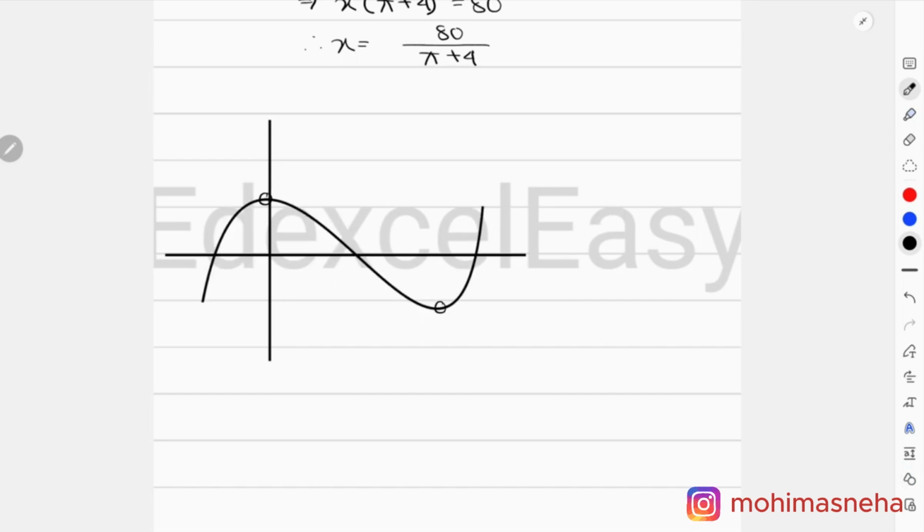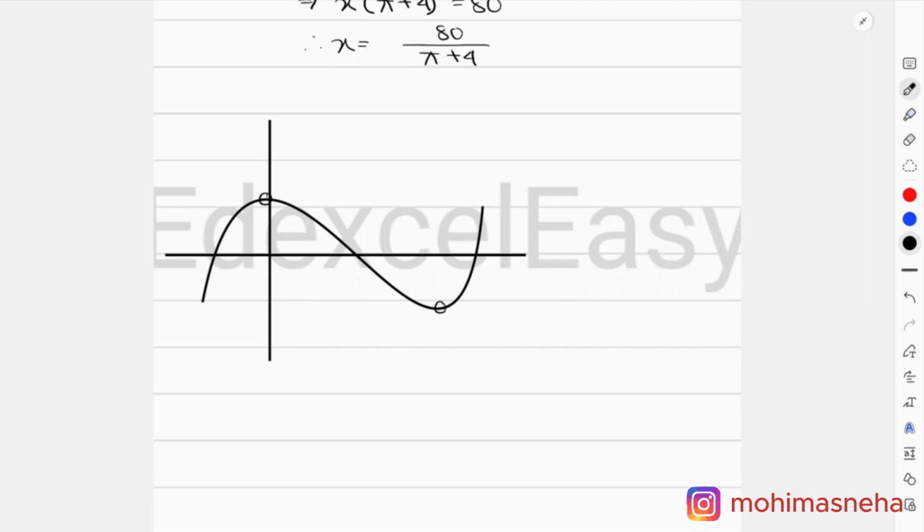Now how can you identify, in this kind of situation, when you differentiate the equation and set the differentiated value equal to 0, you're going to end up getting two values for x. How can you identify which one is the maximum and which is the minimum? You can identify the nature of the roots by double differentiating the equation. So first, you need to double differentiate the equation.